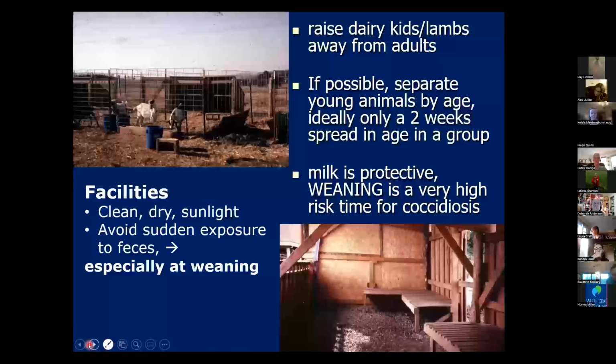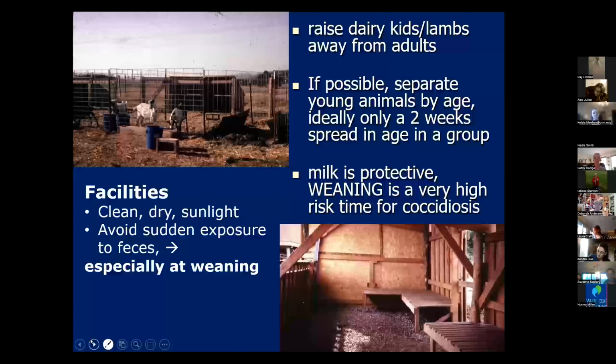I think, yeah, here we go. I can't read the top of the slide, but we want to keep the young animals away from the adults where we can. If possible, separate them by age, so only have a 2-week spread in age in the group. If your lambing or kidding is spread out over a long time, you're going to have newborns being born when you have 3 or 4-week-old animals that might have coccidia infecting each other. So keep that in mind if you can.